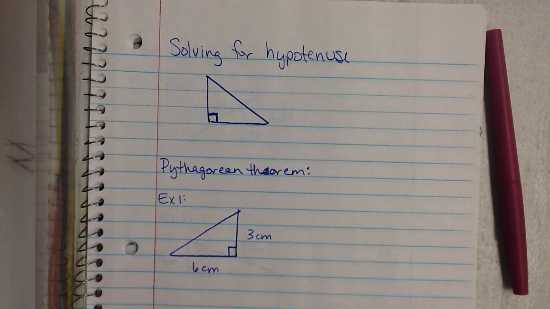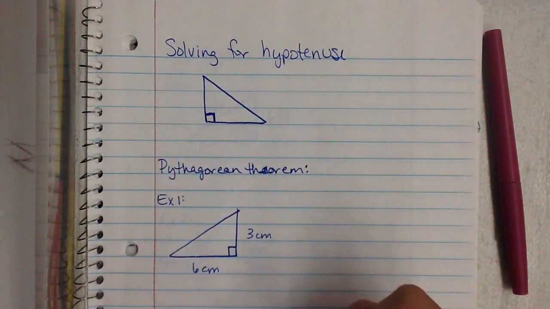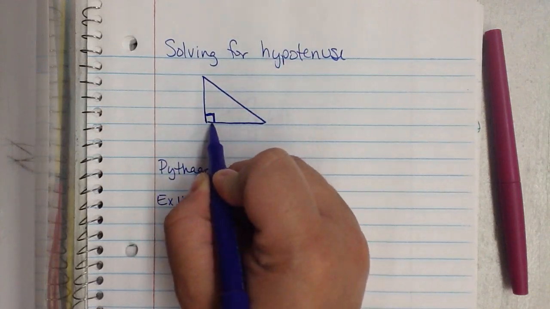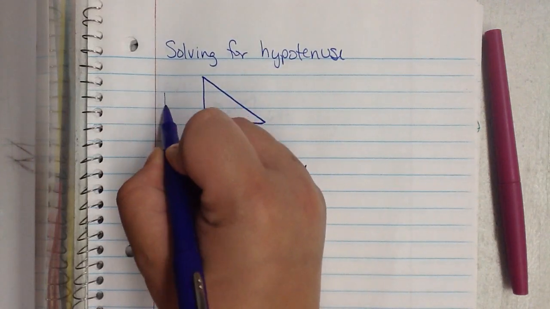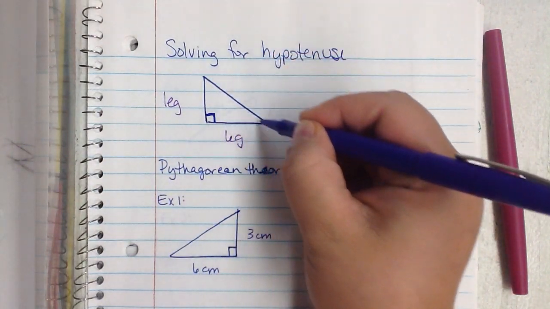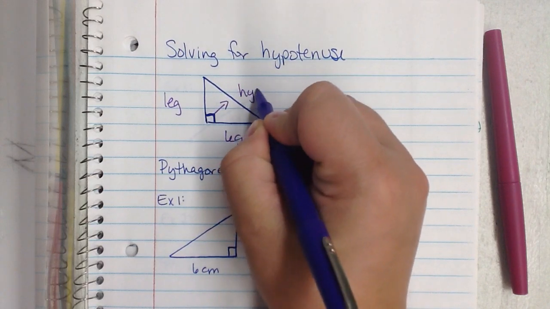All right, now we're going to talk about the Pythagorean theorem in right triangles, and we're going to solve for the hypotenuse. We're going to start off with the right triangle, and each side has a name. The two sides that come together to make the right angle are legs. And the longest side, the side across from the right angle, is called the hypotenuse.